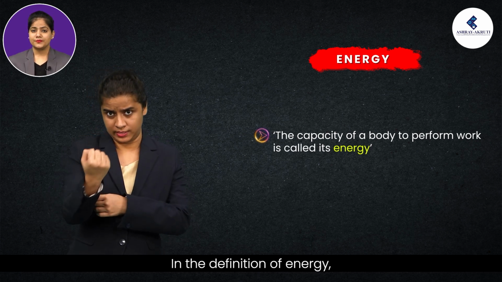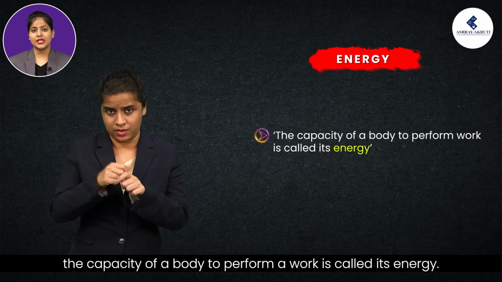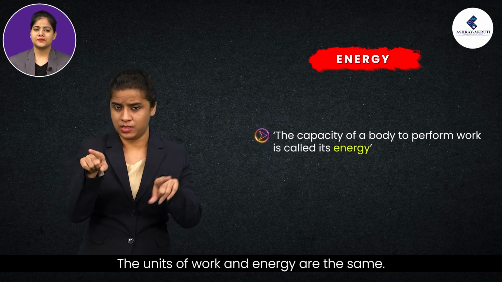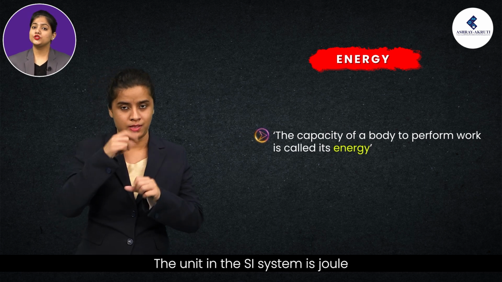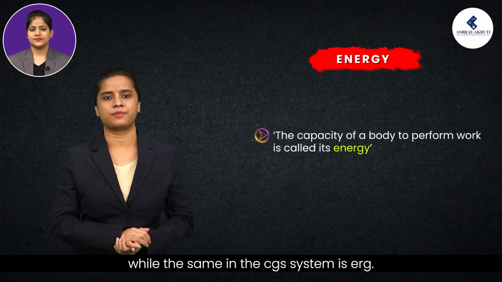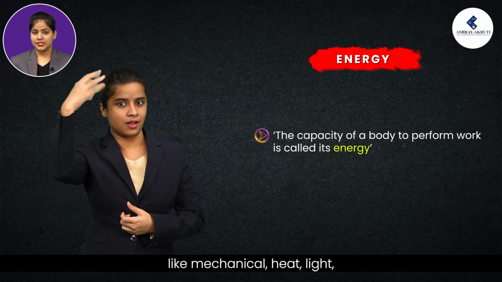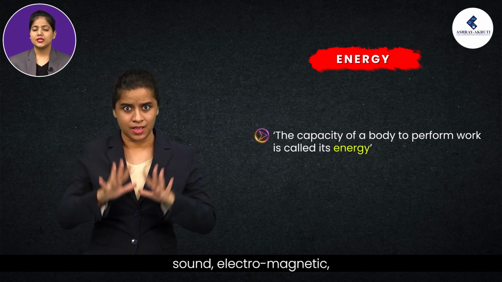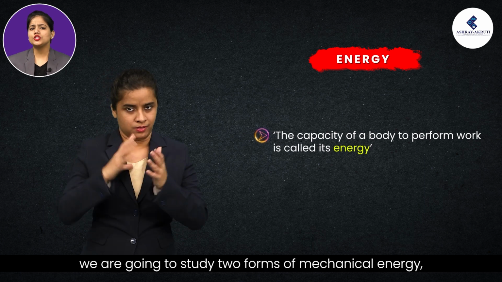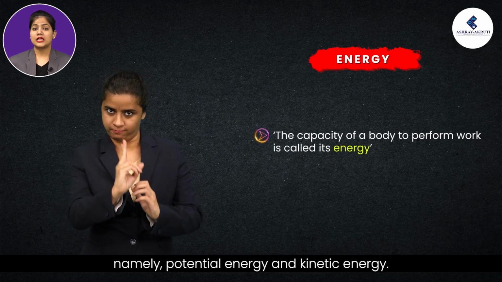In the definition of energy, we can say that the capacity of a body to perform work is called its energy. The units of work and energy are the same. The unit in the SI system is joule, while the same in the CGS system is erg. Energy exists in various forms like mechanical, heat, light, sound, electromagnetic, chemical, nuclear, and solar. In this chapter, we are going to study two forms of mechanical energy, namely potential energy and kinetic energy.